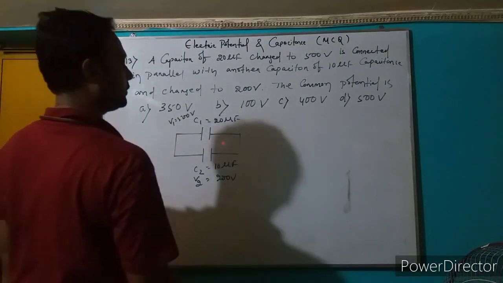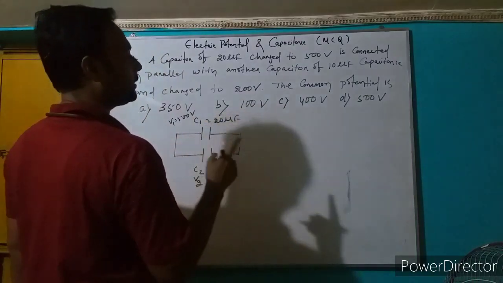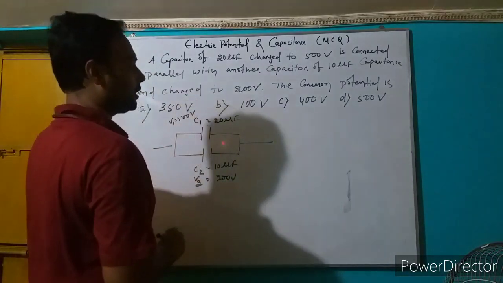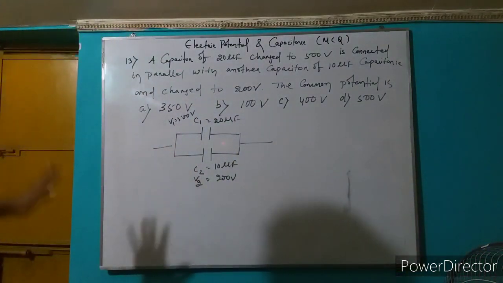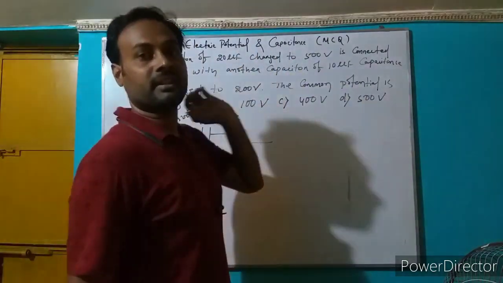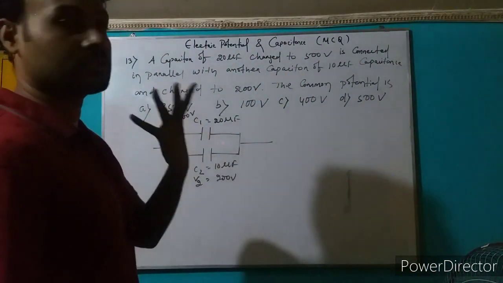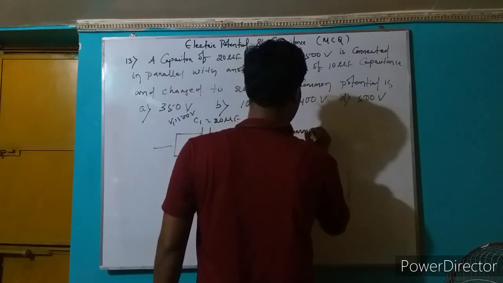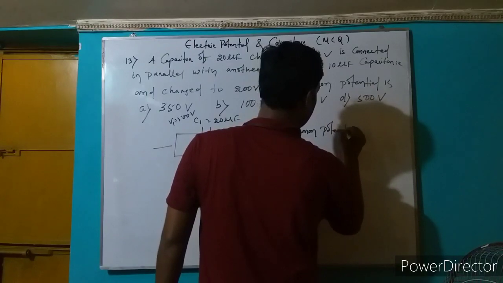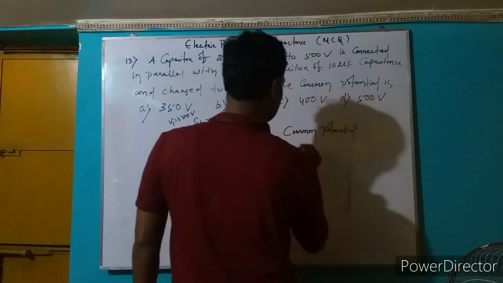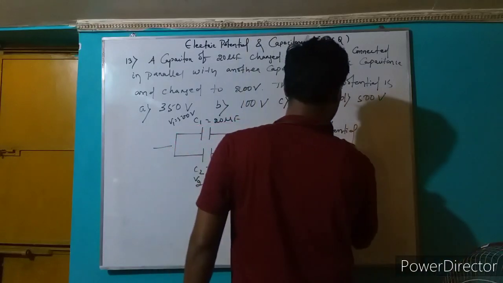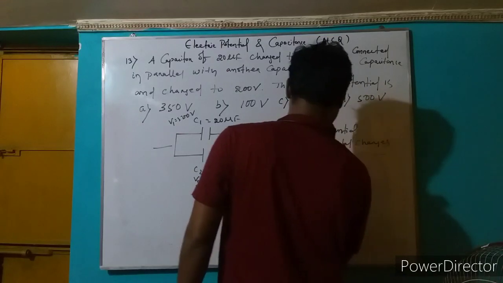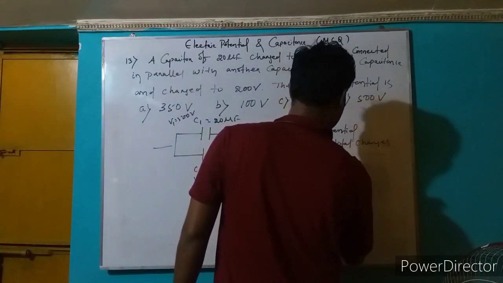Then the common potential is asked. So in that question, the common potential is very, very important, and the formula for the common potential is given by: common potential equals the sum of total charges divided by the sum of capacitances.